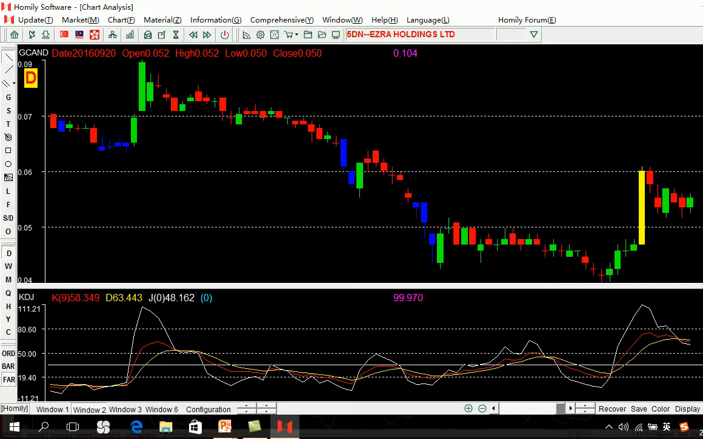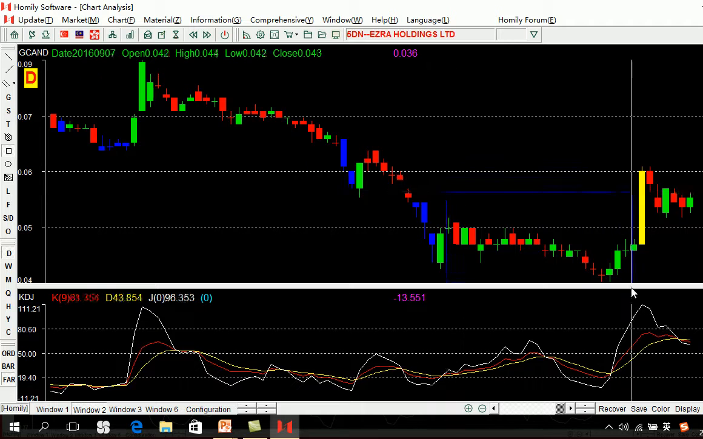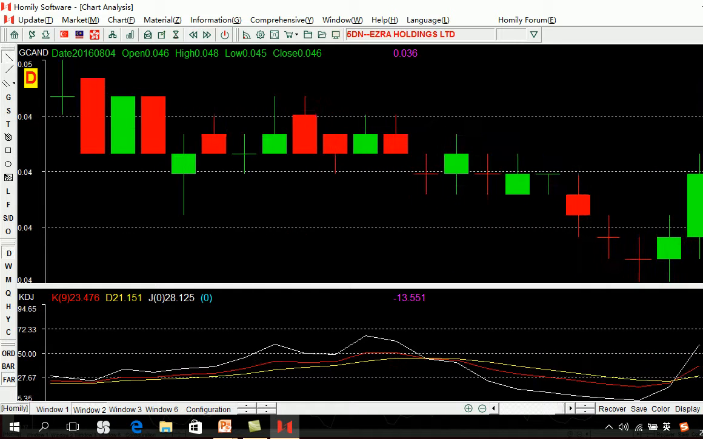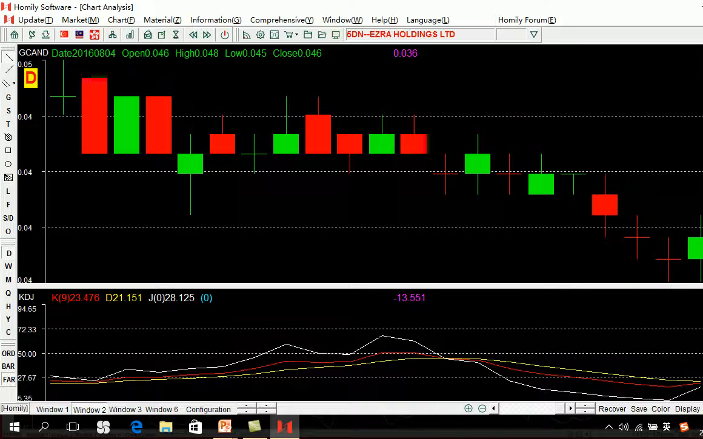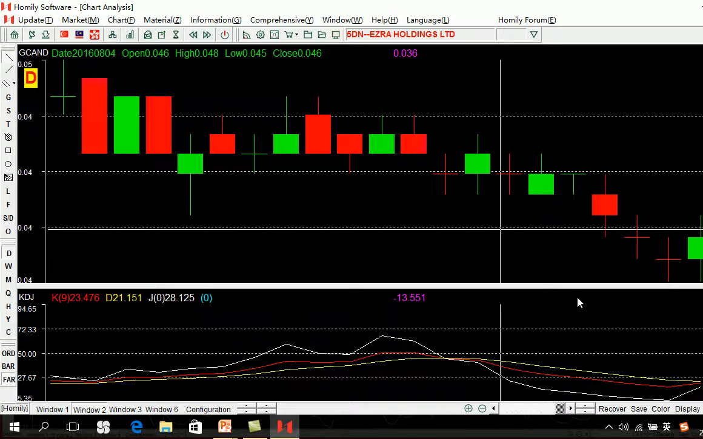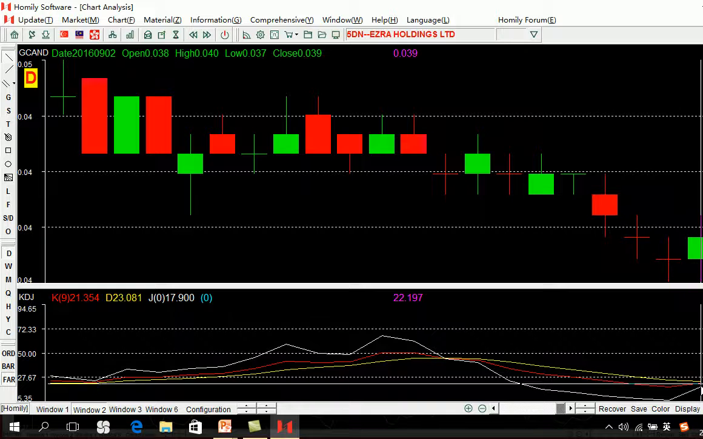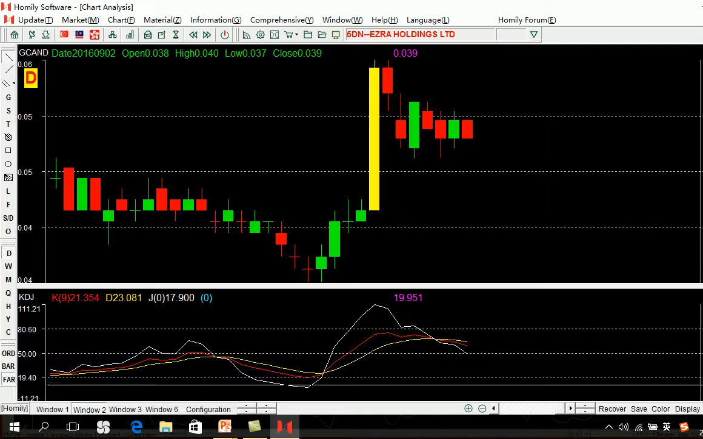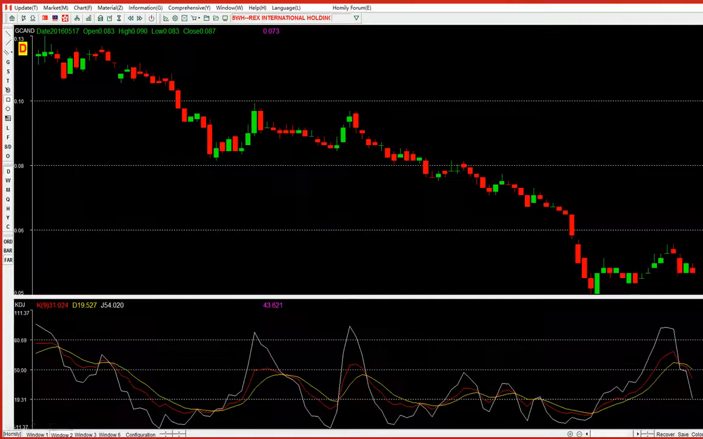So we see here. Here we can see all lines are below 20. All lines almost here, not below. So we see whether below 20 or not. Almost 20, right? Upward cross, maybe you can catch some short term rebound, okay? So this is the method.